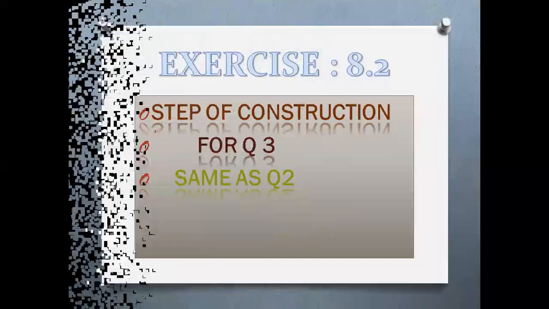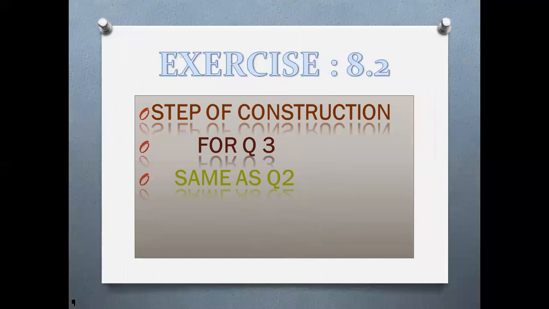The steps of construction are the same that we have done in question 2, only you will change the name of the triangle there and the measurements which are given in the question. The last question of this exercise is question 4.